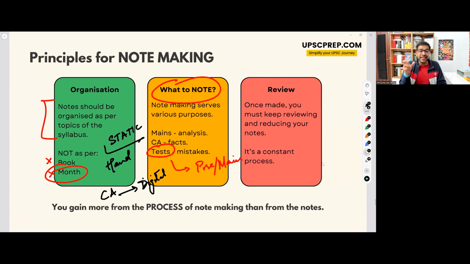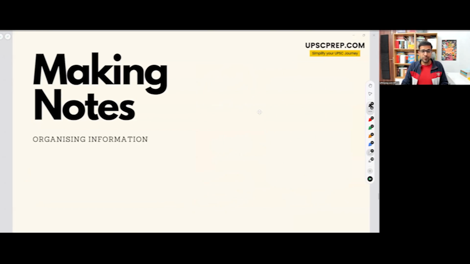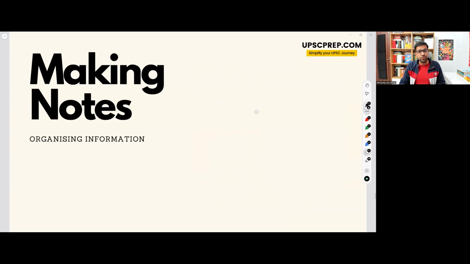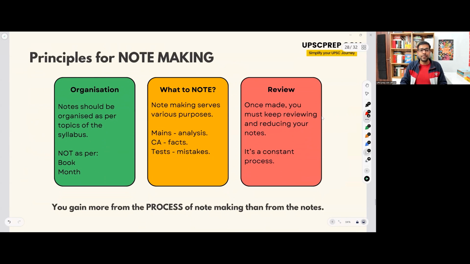Notes are a constantly evolving thing. I've said in phase 3, you should spend a significant amount of time making your notes. Note down your mistakes. Keep a log of your mistakes. Note making is one of the best ways to retain information. But for that, you must first organize information. Right? Organize information का क्या मतलब है?